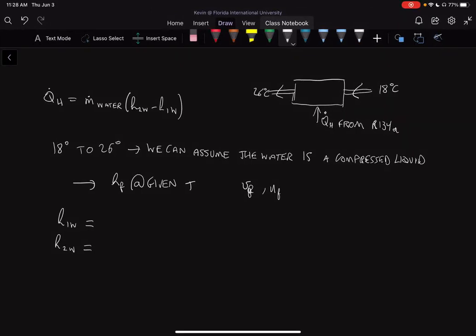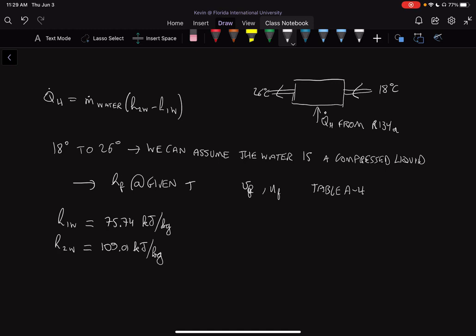From table A4, you get that H1W is equal to 75.74 kilojoules per kilogram, and H2W is equal to 109.01 kilojoules per kilogram.